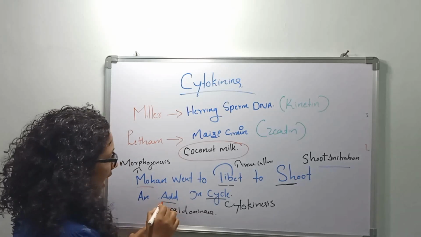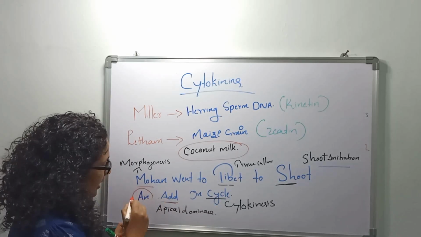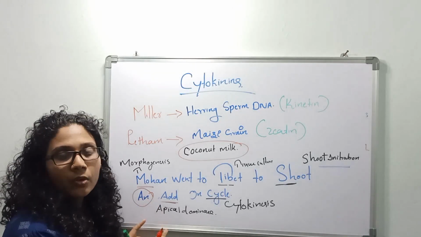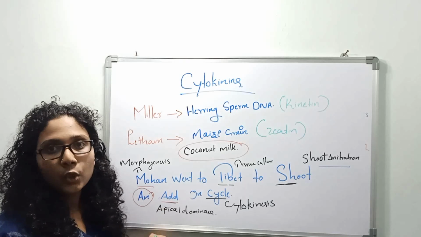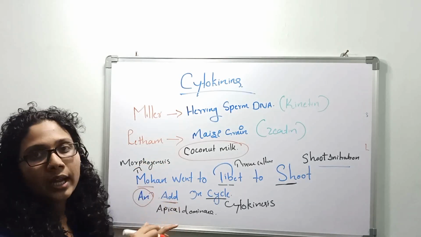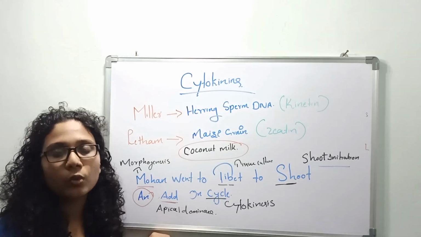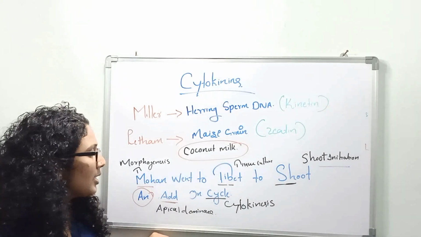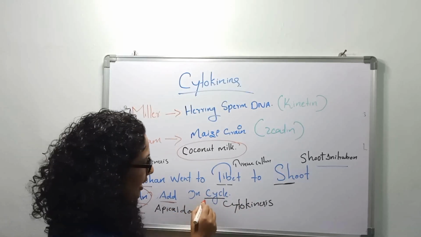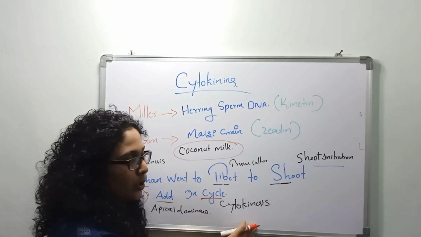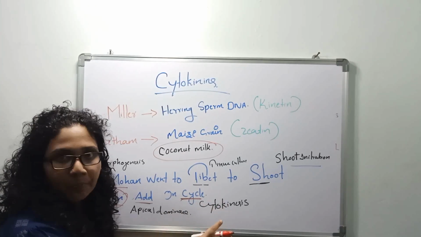And the next, this 'and' stands for apical dominance, that is, it is an antagonist. It is antagonist to auxin, that is, auxin increases apical dominance, but cytokinin decreases apical dominance, that is, cytokinins promote the growth of lateral buds. So it is antagonist to auxin. And the last one is cycle, which simply represents cytokinesis. That is a very important function of cytokinin, that is cell division.